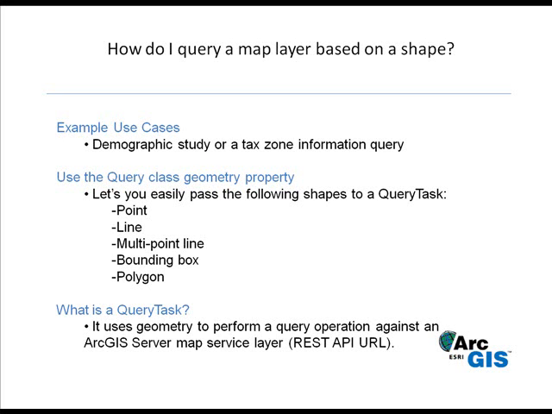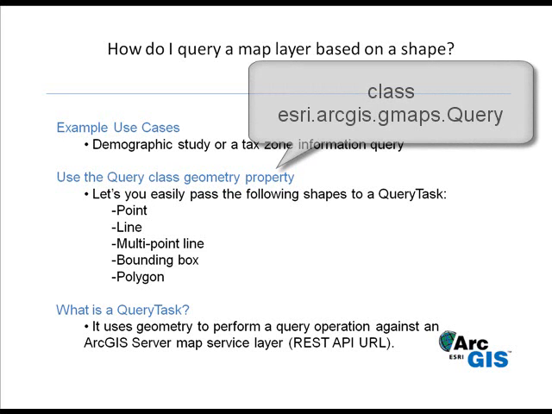If you want to do a demographic study to get population information based on a polygon, or tax zone information for a particular zip code, you use the ArcGIS query class geometry property. I'll show you an example and then I'll jump into a live demo.